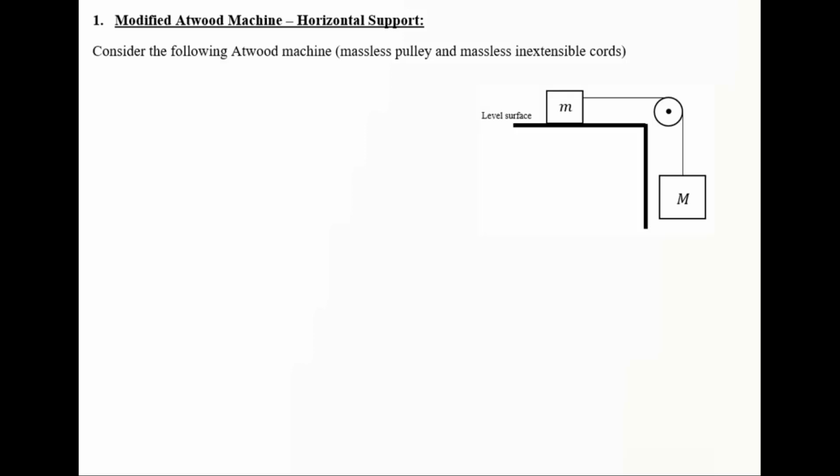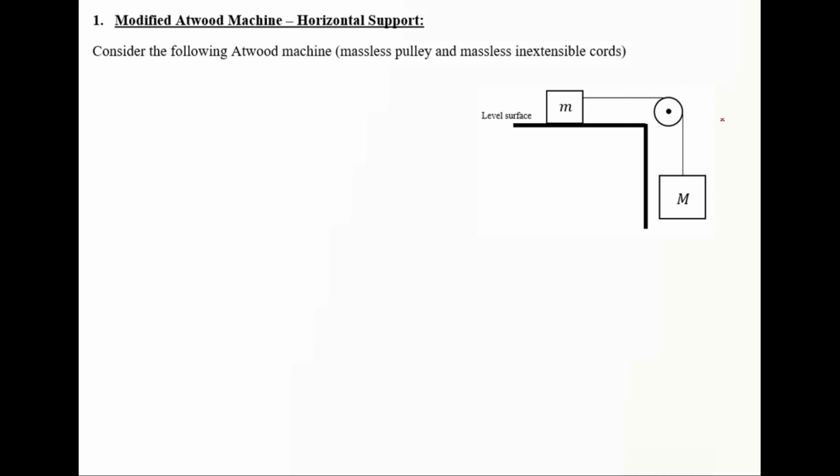Consider the following Atwood machine: massless pulley and massless and inextensible cords. At this stage, we know the importance of the pulley being massless, because tension will be transmitted at the edges of the pulley the same. The cords are inextensible and massless in order for the tension to be equally transmitted along all points of the cord or the rope.